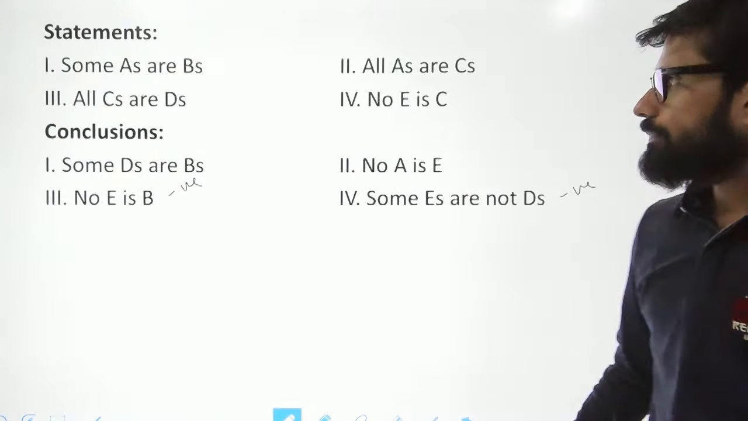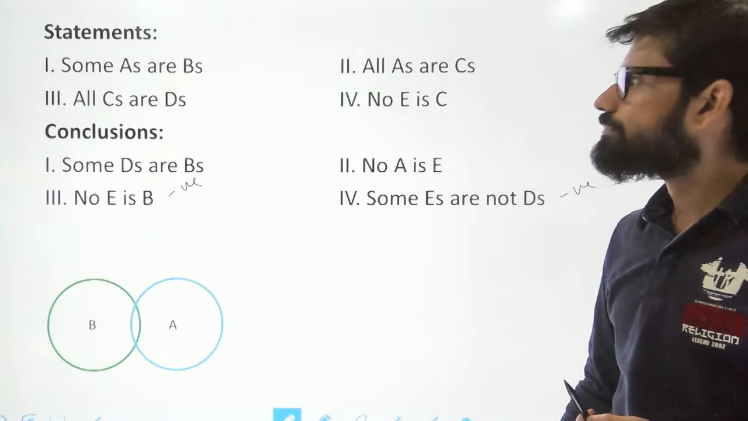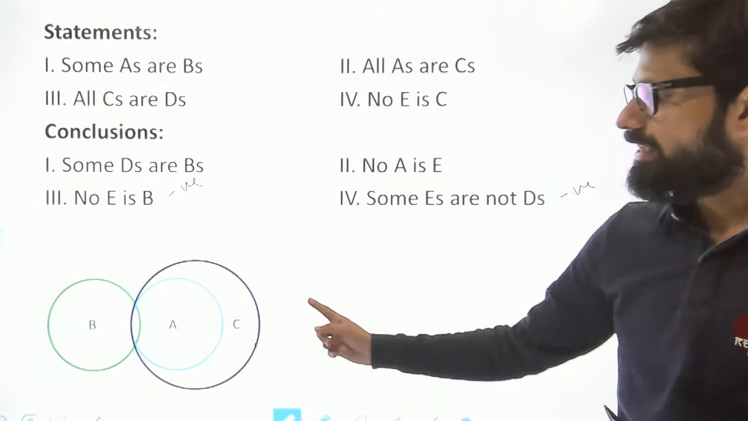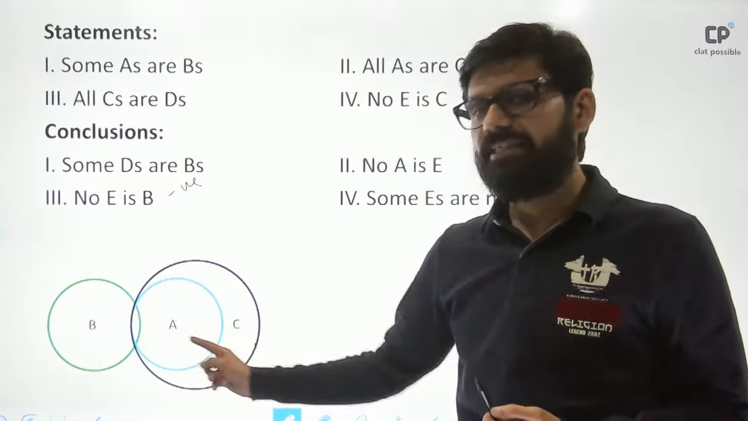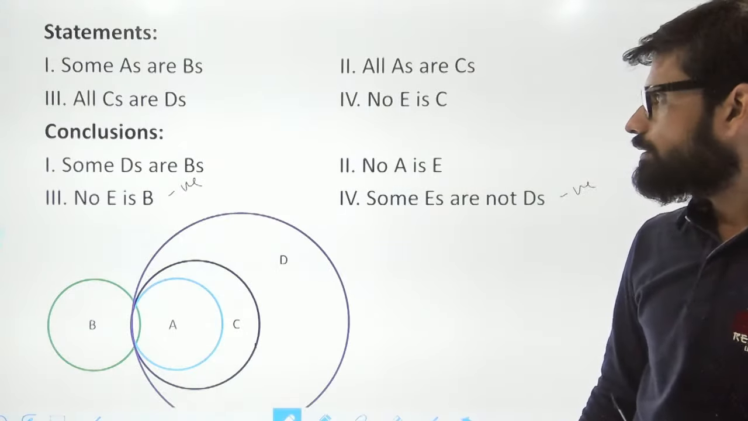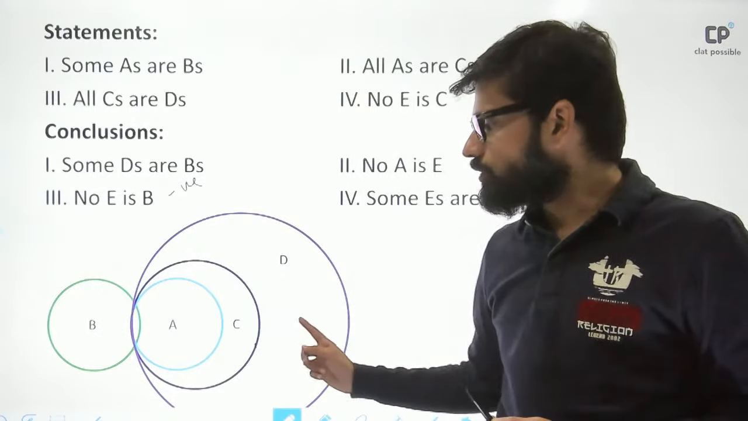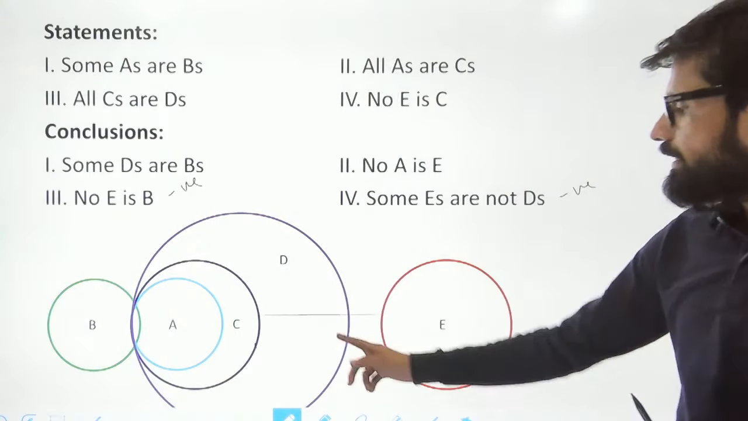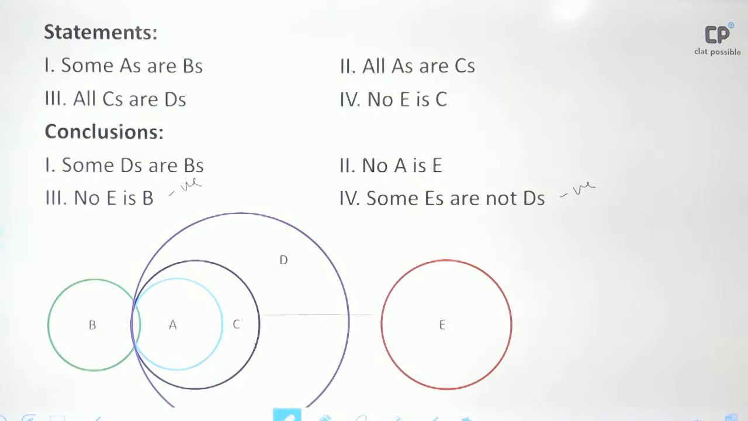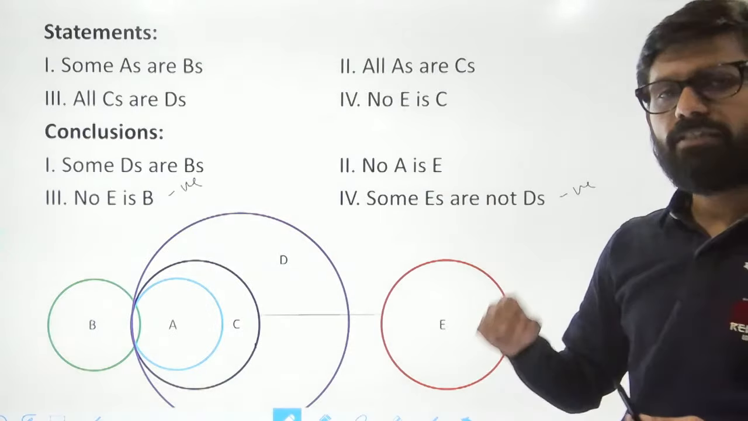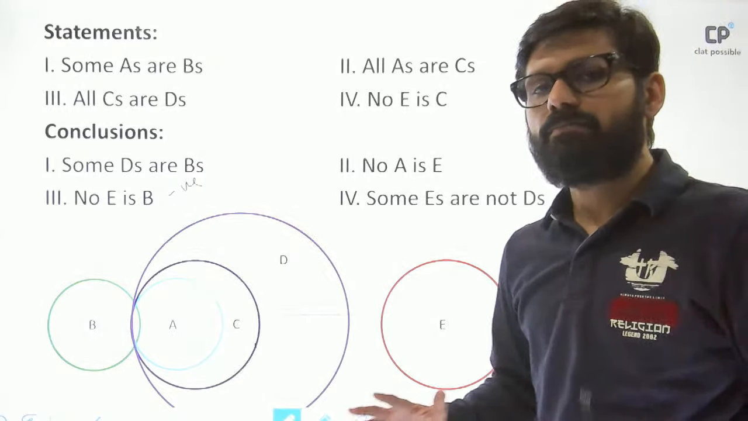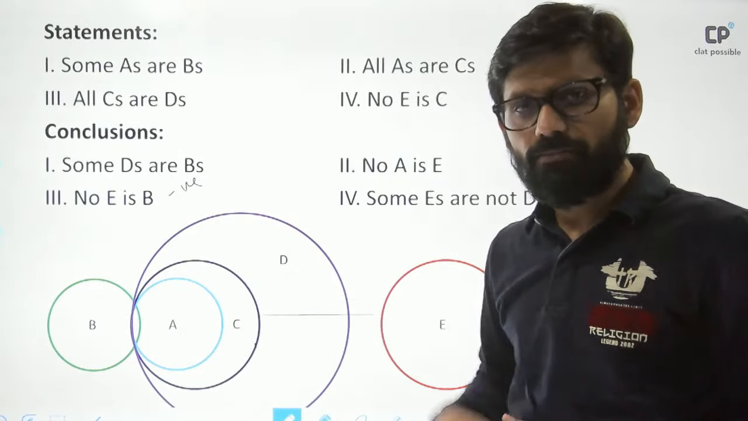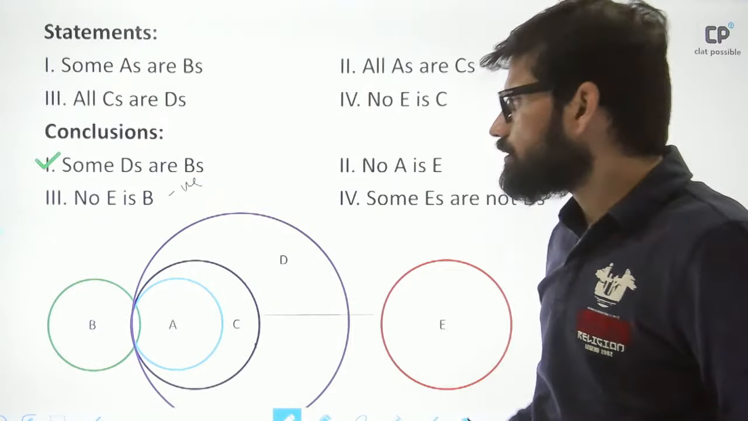All right, so let's look at it. So we have some ARB. We have all ARC. Again, when I'm drawing C over A, I'm making sure that it does not create an extra overlap with B. We have all CRD. Again, we'll make sure that D does not make an extra overlap with B. And finally, we have no ESC. Right? So the first conclusion statement is a positive statement. वहाँ पे एकदम simple है. Some D's are B's, we can see it happening. Some D's are B's, we have the overlap region. So this follows.